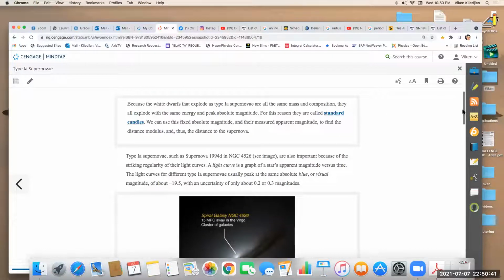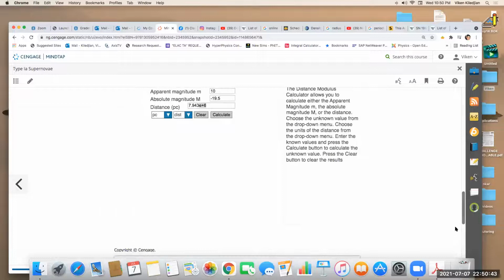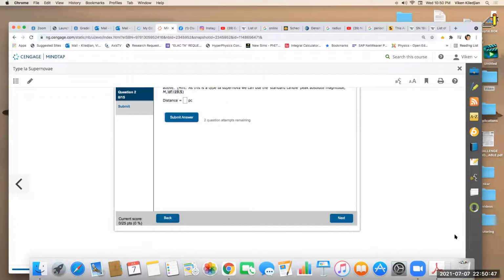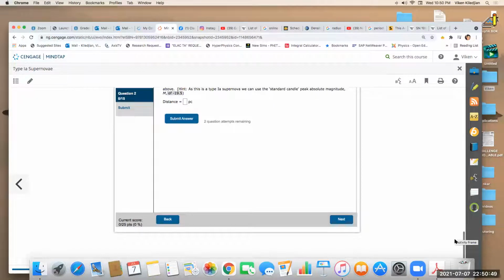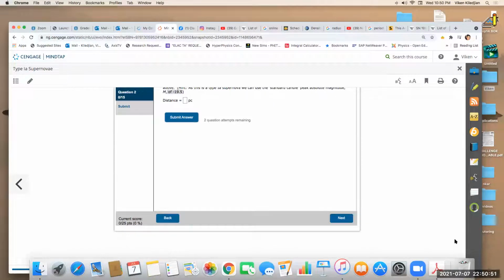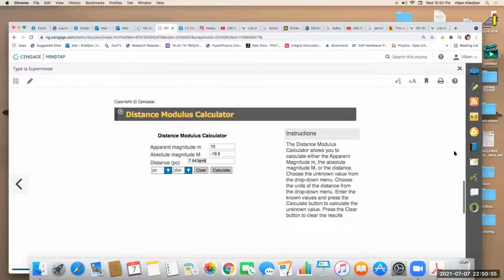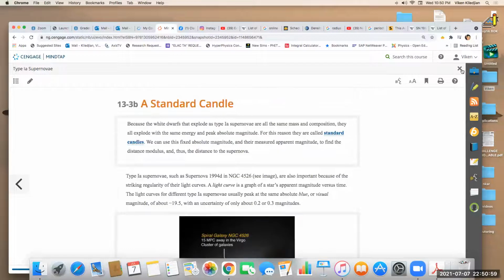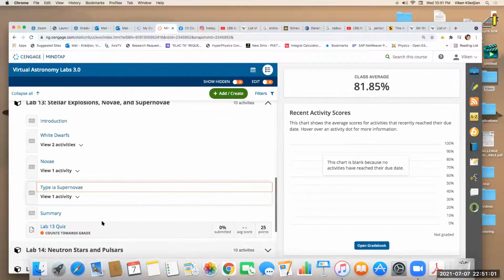So that's called a standard candle. We're using the apparent brightness of a supernova and the fact that we know its absolute luminosity should be roughly -19.5. From there, we use it as a way to calculate distances to galaxies. And I think that's it.